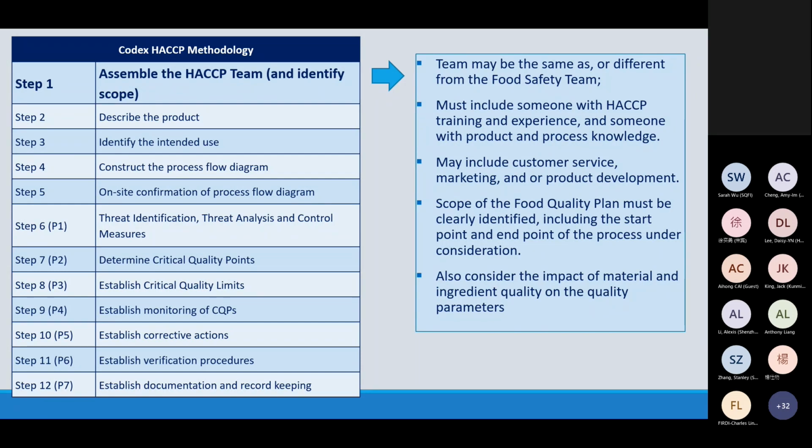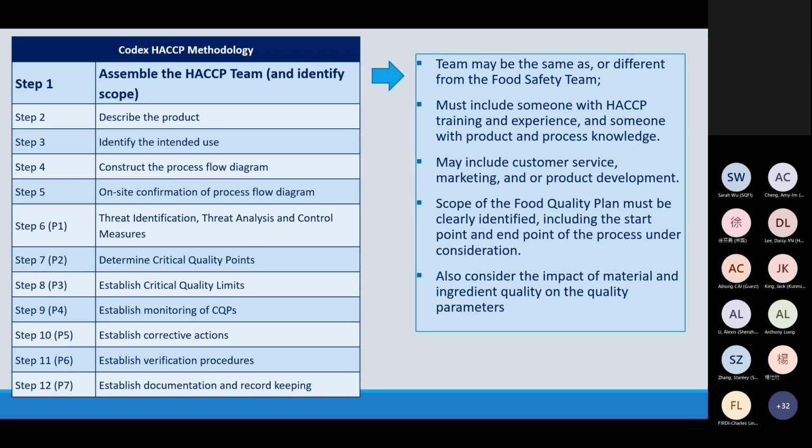But in the food quality team, it may also include customer service, marketing, dispatch, logistics, and product development. R&D people, product development people, may include more head office people if they are involved in R&D and product development. The scope of the food quality plan must be clearly identified, including the start point and end point of the process under consideration. And it needs to also consider the impact of material and ingredient quality on the quality parameters.